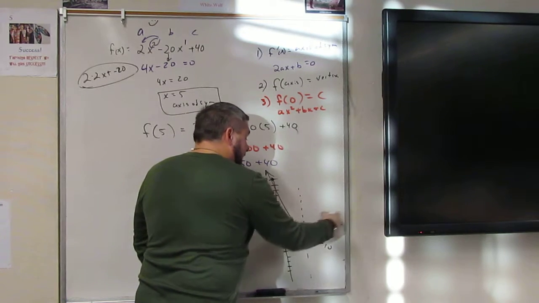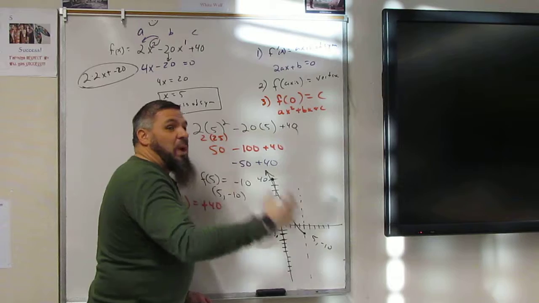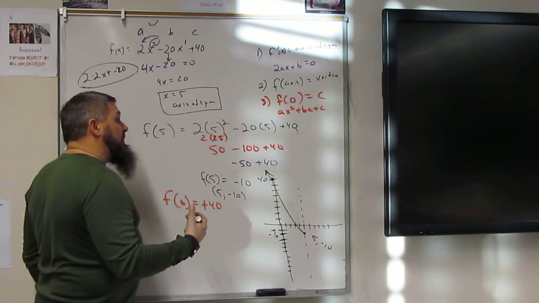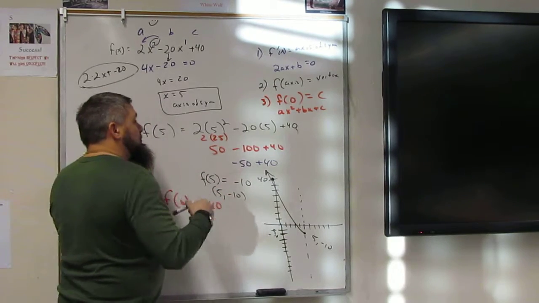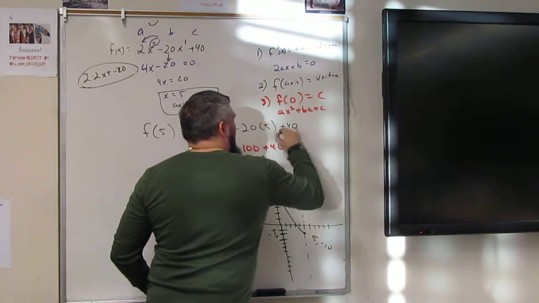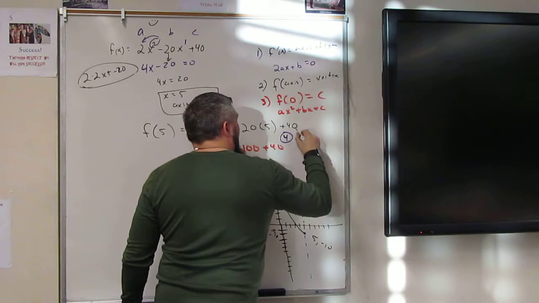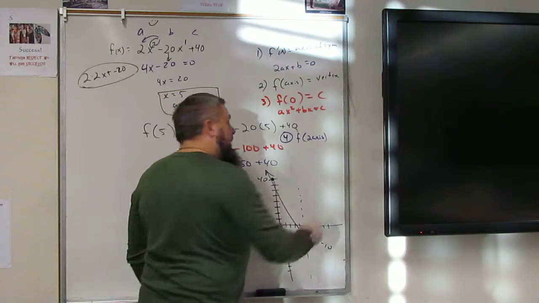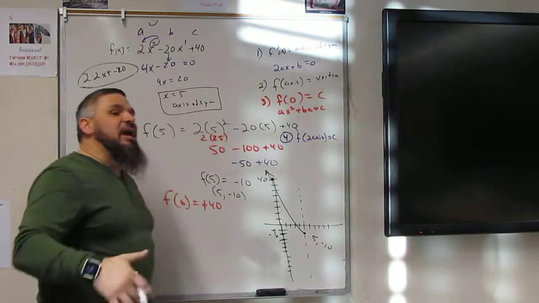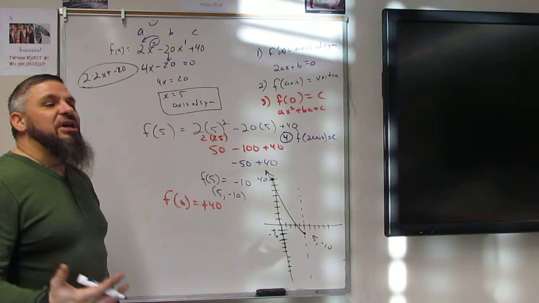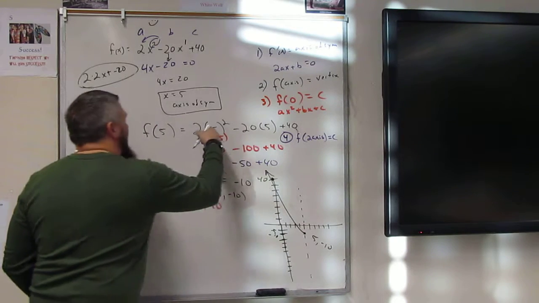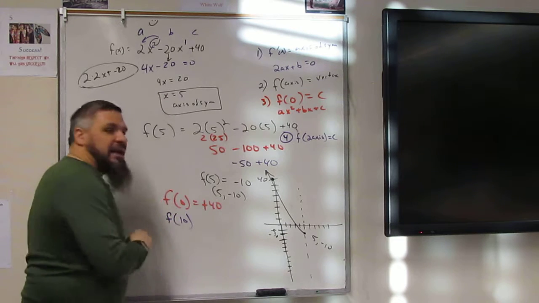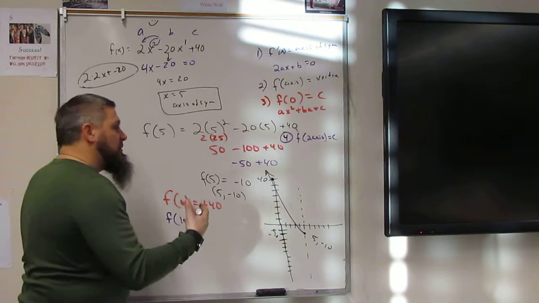I'm going to go to 40 up here. And we can go 5 over, twice, always twice the axis of symmetry. So step 4 is going to be f of 2 times the axis is equal to c. And this is your check method. This one you have to check. Well, what is 2 times 5? 10.